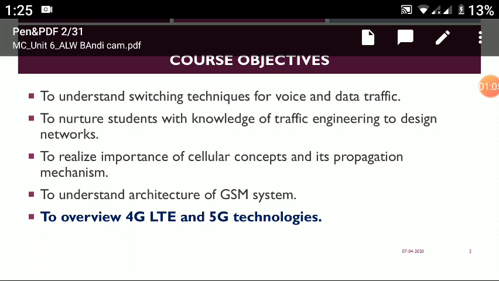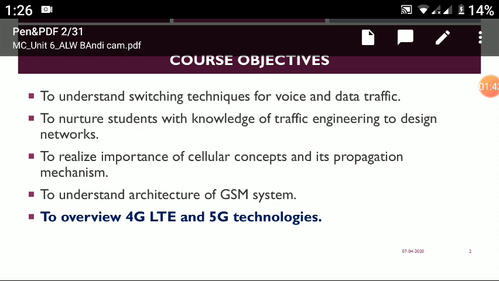you can understand the switching technology for the voice and data traffic. Actually, in the very first unit, we already went through the switching technique, but that switching technique and the switching technology we are going to learn in this particular unit is totally different. The second one is to nurture the students with the knowledge of traffic engineering to design the network. Means whenever you want to establish any cellular communication system, then ultimately you can utilize the concepts you are going to learn in this particular unit.